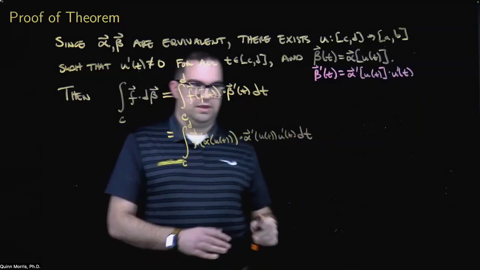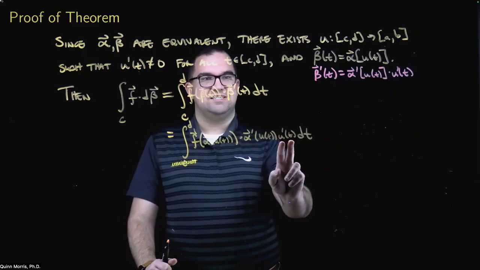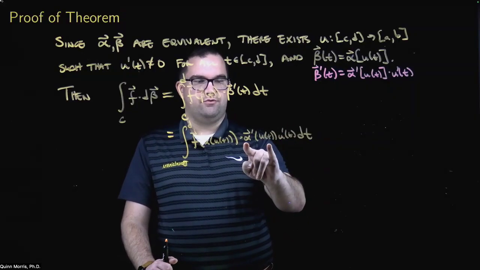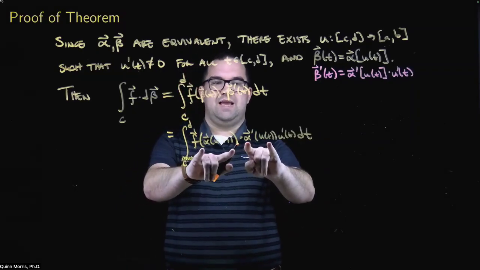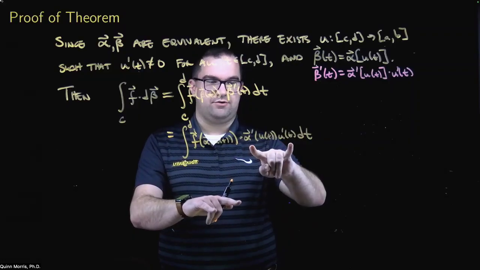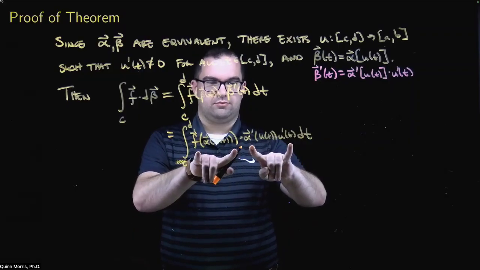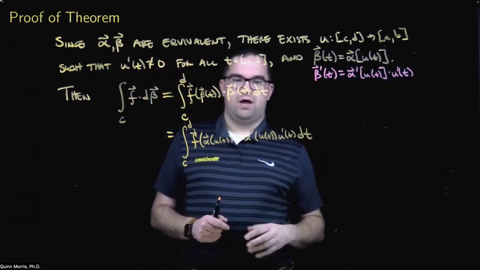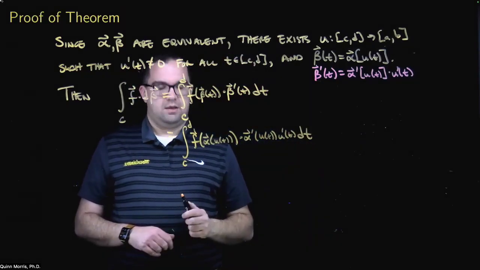Now, let me just note here, u is a scalar function. So u prime is just a scalar function. This is a vector valued function. So we're really taking this vector times this scalar, which gives us a vector valued function, inner product with this vector valued function. So just so we're clear on what types of objects all of these are.